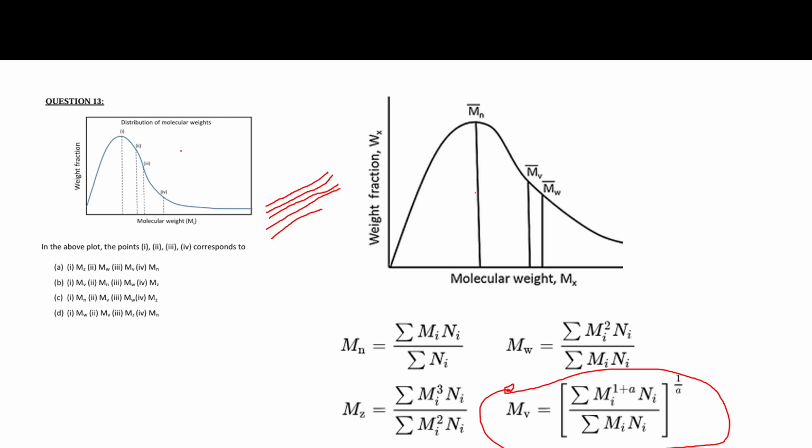When you look at the molecular weight distribution curve, it should be like this. First will be your Mn, the number average molecular weight, then Mv bar, the viscosity average molecular weight, then the weight average molecular weight, then the Z average molecular weight.